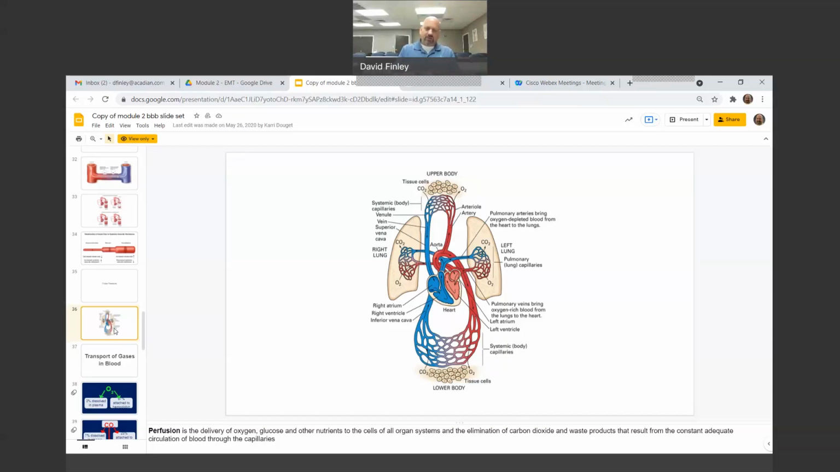All right, now we're getting into medical terminology. Now, medical terminology is important, but there's a lot of information in this medical terminology, okay?